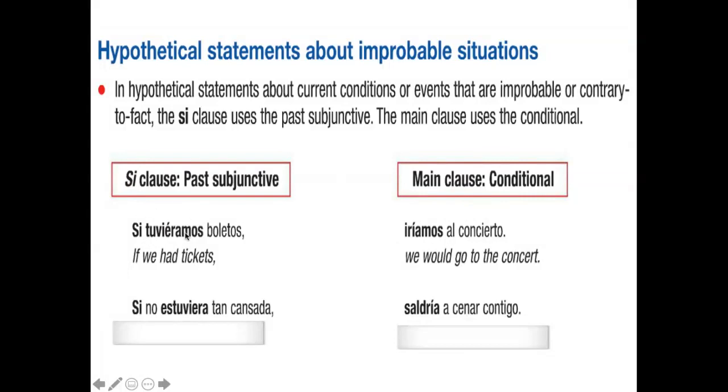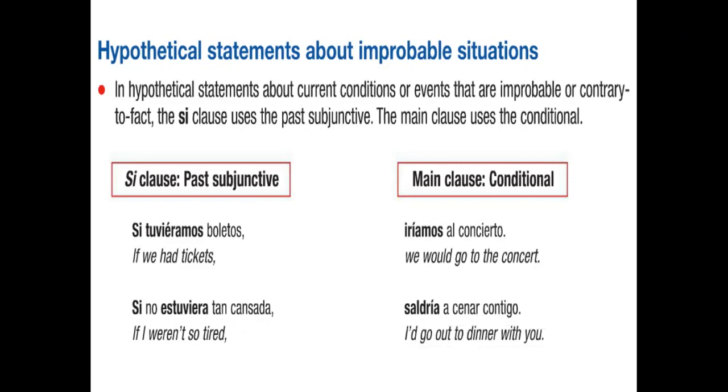Si tuviéramos boletos, if we had tickets, iríamos al concierto. We would go to the concert. So in this case, as it says, an improbable situation. Si tuviéramos, if we had tickets, it means we don't have them, right? We don't have them. We would go to the concert. This action is very improbable because we don't have the tickets. Another one: if I weren't so tired, I'd go out to dinner with you. No?